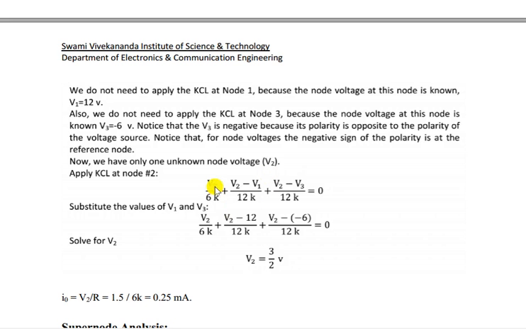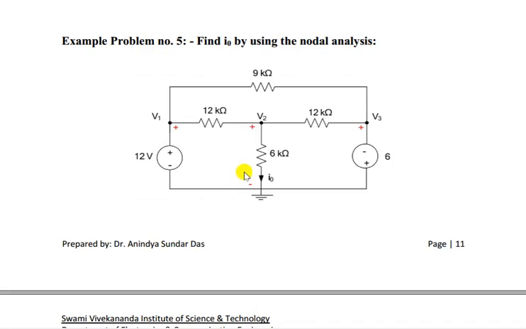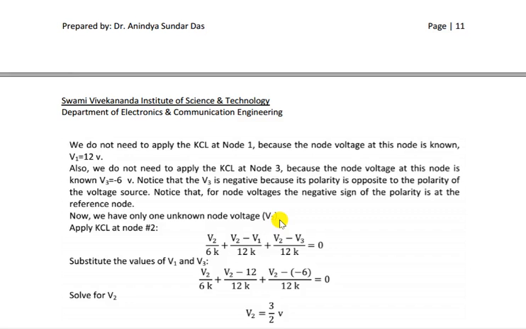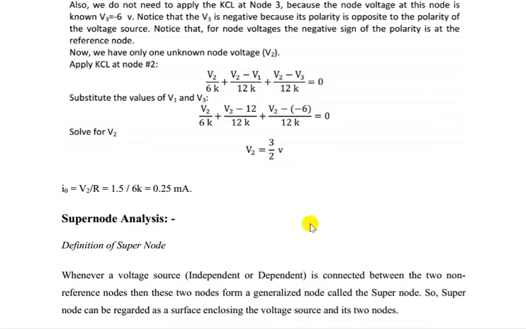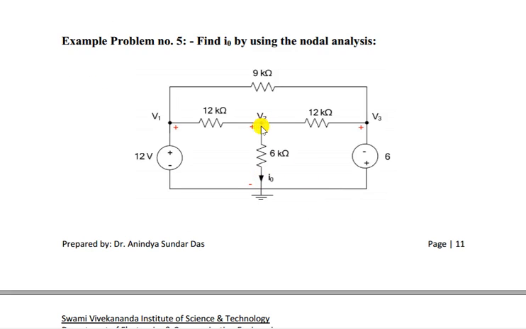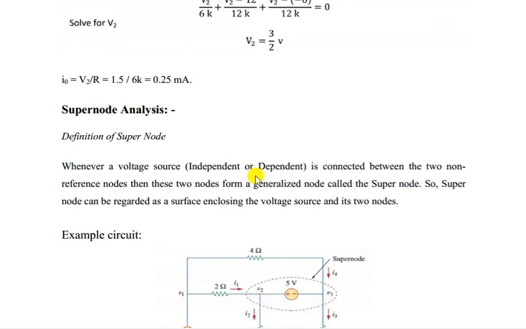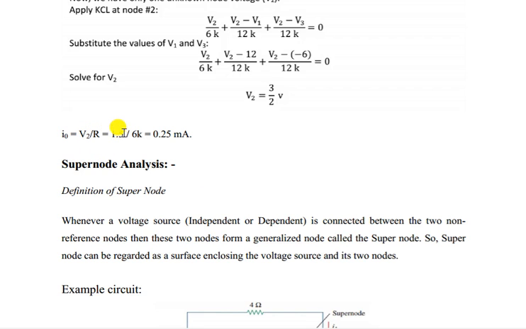So here you can see V2 divided by 6k plus V2 minus V1 and V2 minus V3, both resistances are 12k. Now the V1 value is 12 volt, and the V3 value is minus 6 volt. Then we can solve it for V2. So we will get one equation, and we get the value of V2. Then what is the value of I0? It is V2 minus 0 divided by 6k, so V2 by R. The V2 value divided by 6k will give the result.